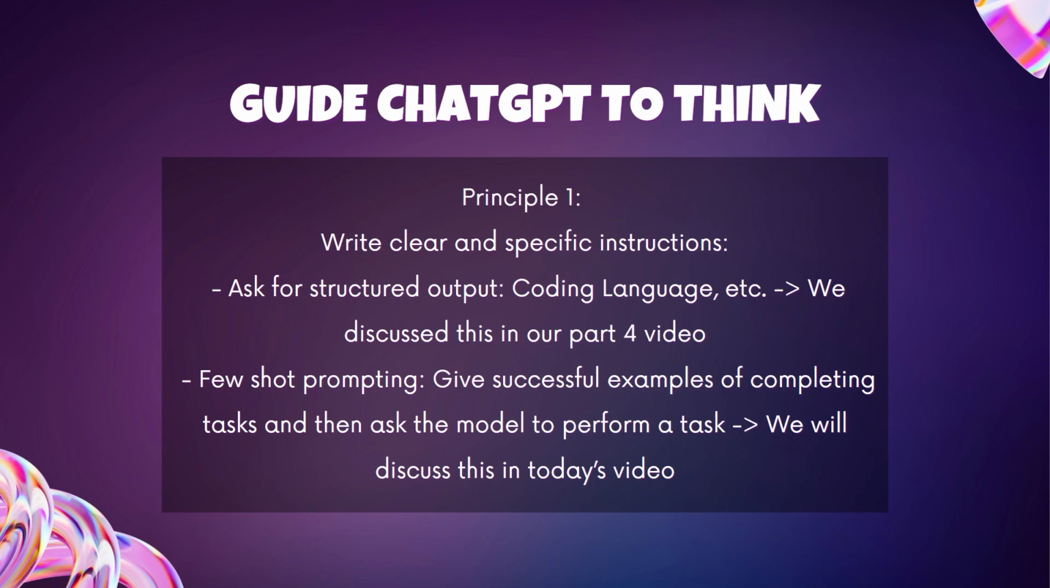In our last video, which was our part 4 video, we learned about the tip of how to ask for structured output. For example, we could ask for a coding language, we could ask for another type of coding language, and so on. But in today's video, this part 5 video, we're going to learn about few-shot prompting. Few-shot prompting basically means to give successful examples of completing tasks, and then you ask ChatGPT to perform a similar task to the first one that you gave.